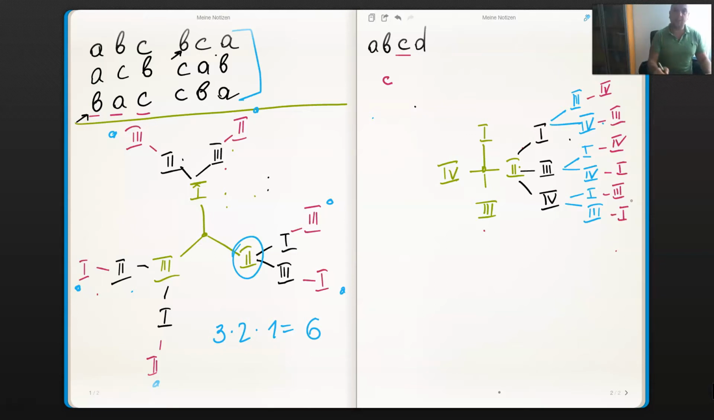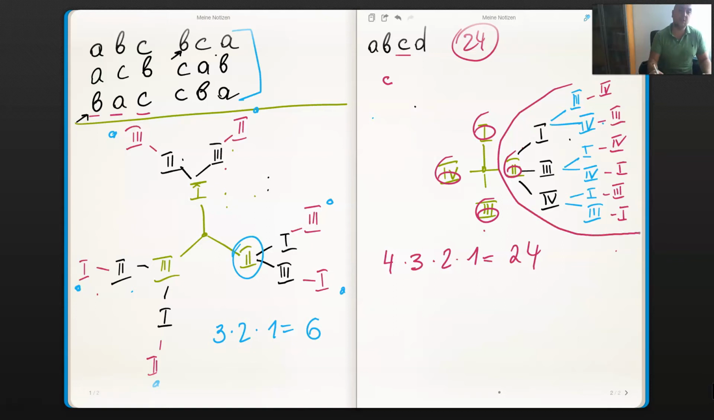Wait a second, this was just 1 possibility at the very beginning. And these are 6. There are 6 here, 6 there, and 6 in here. So we end up at 24. Is that a coincidence? Not anymore, right? Because we have 4 places to choose from at the very beginning, 3 later on, 2, and 1. And this is 24.